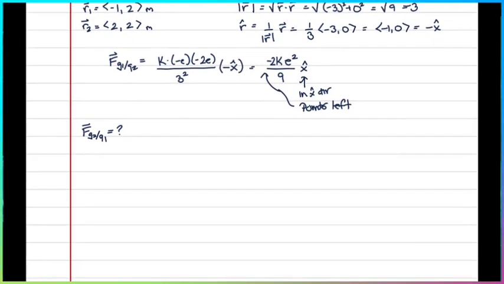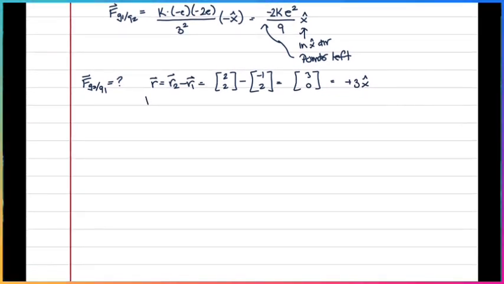So then, again, R in this case is going to be R2 minus R1, which R2 we said was, do columns this time, 2, 2, and R1 was -1, 2. So in that case, when I do the subtraction, it looks like I get 3, 0, or plus 3 x hat. Again, shouldn't be too surprising. Then the magnitude looks like it's, again, just 3. And the unit vector looks like it's going to be plus x hat in that case.